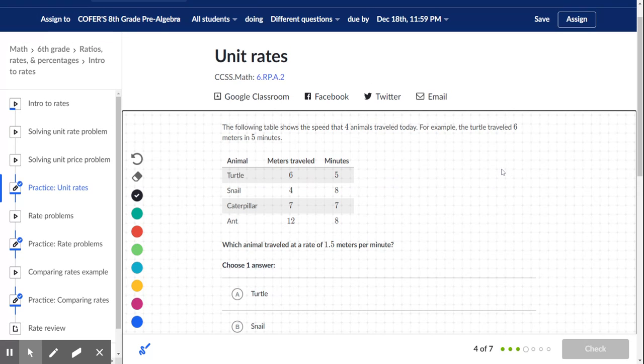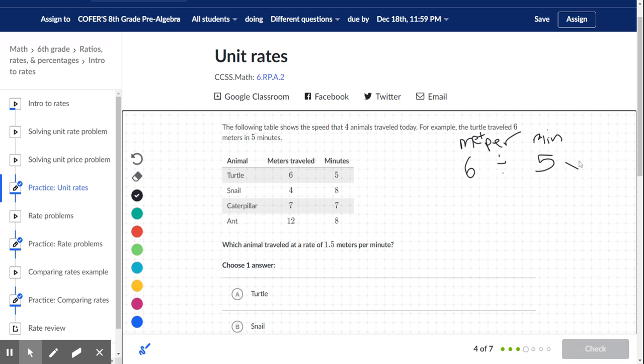On this one, it says the following table shows the speed that 4 animals travel today. And they give us an example that the turtle traveled 6 meters in 5 minutes. They want to know which animal traveled at a rate of 1.5 meters per minute. So we're trying to find meters per minute. I'm going to write met for meters per minute.